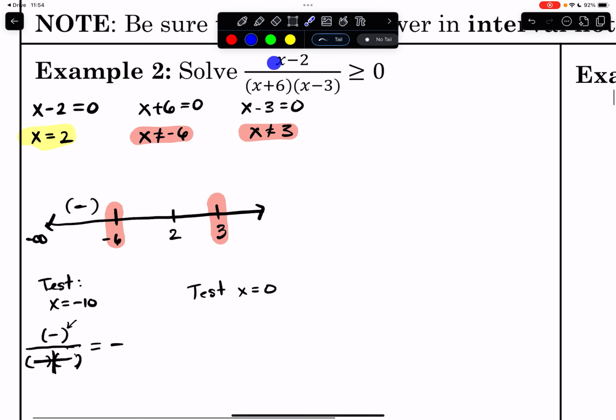So if I plug in 0 in here, 0 minus 2, that's going to be a negative value. 0 plus 6, that's going to be positive. And 0 minus 3, that's going to be negative. And again, look, I have an even number of negatives. So these 2 negatives become a positive. And no more negatives means that the entire thing is positive. So this right here is going to be positive.